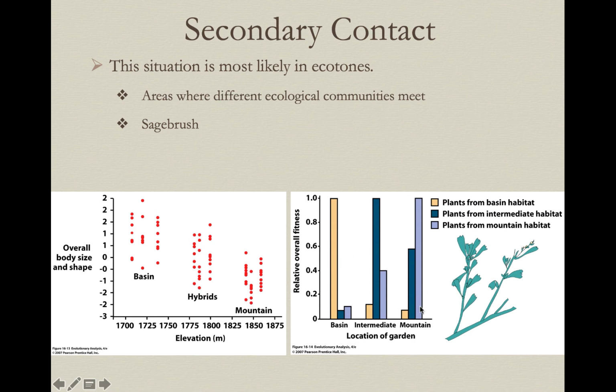Jump over here to the mountain ones. Yeah, the mountain ones have adaptations for higher elevation. They have higher fitness in competition with the other lineages. But if you look at the hybrids, they actually do better in that intermediate foothill-like habitat. And it's typically associated with body size as one of the key adaptive characteristics linked to different elevations.